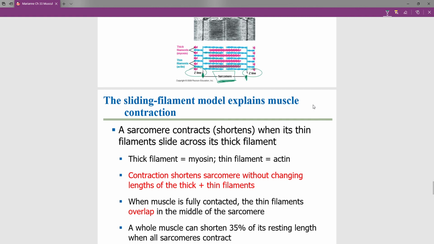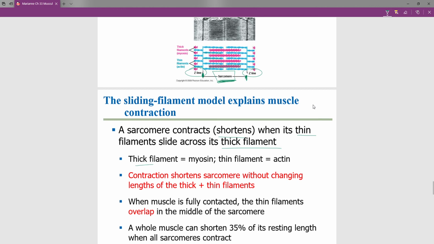It's a lot easier for the animations in the videos to illustrate this. So after you listen through this video, it might be worth watching those animations to get a better animated display of what we're talking about here. So the sarcomere contracts or shortens when the thin filaments slide across the thick filaments. And so they overlap each other. They sort of slide together like your fingers could. And that's what shortens the sarcomere.